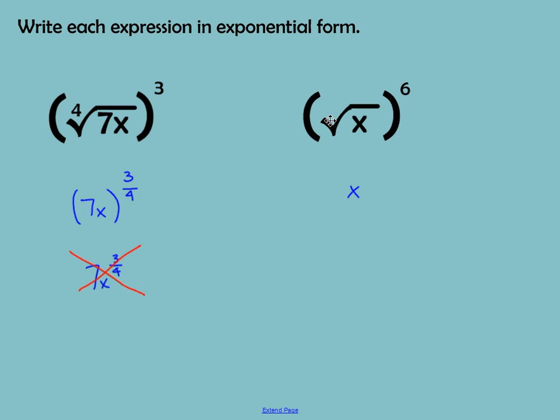Over here on this example, I'm starting with x. This has no number here. That does not mean it's a 1. Remember, this is the square root. So the root is 2. So my denominator is going to be 2. The numerator is going to be 6.